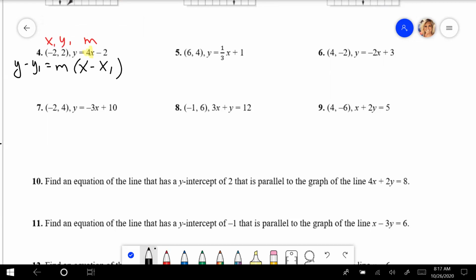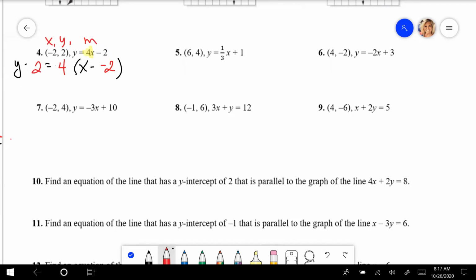So let me rewrite this. I'll just erase them because there's not enough room. The m is going to be 4. X1 up there says minus 2. Y1, erase that, and I get positive 2.